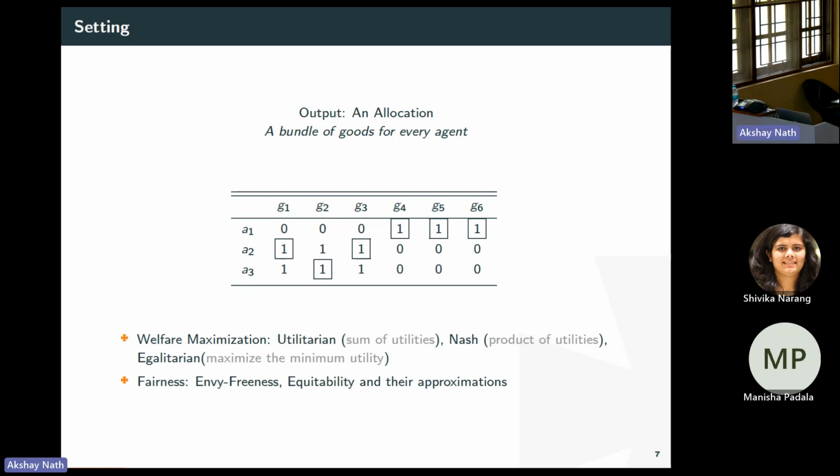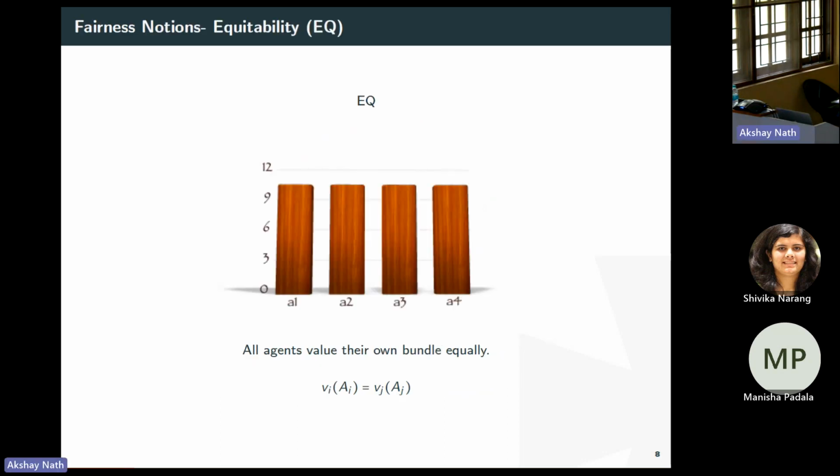You can see that every good is allocated to agents who like them. There is no wasteful allocation of goods. Everything is given to agents who like them, and therefore every agent derives utility out of them. So it somehow maximizes the welfare. Let's see equitability. In equitability, we want every agent to derive equal utility from their own bundle, from their own perspective.